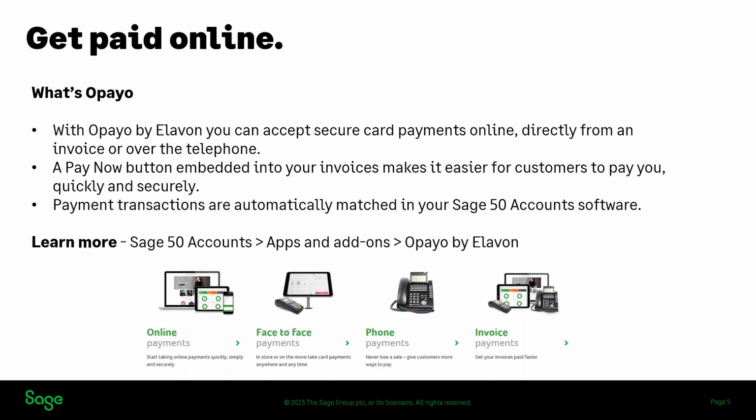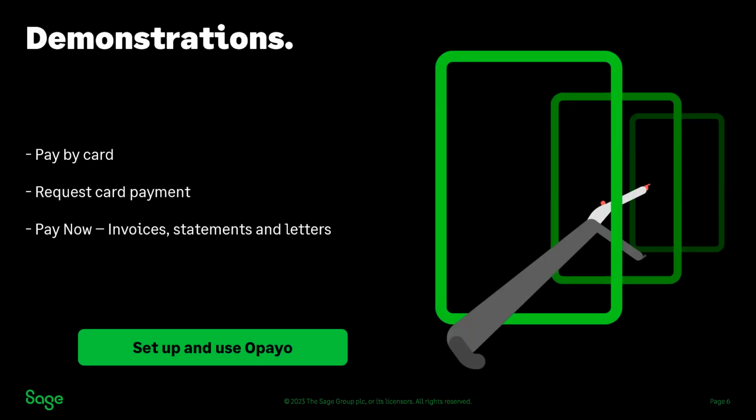Now, invoice payments is one of the most popular features, so including that link on your invoices when you email them out, so the customers can click it and make that payment online. So we'll run through the three options that I'm going to show you: pay by card, request card payment, and then we'll finish with the pay now option.